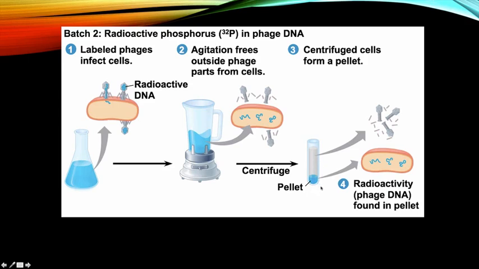And if DNA is the material that got passed into the bacteria, then we should find it in the bacteria. So bacteria, once again, they're heavier, so they sink to the bottom. The parts of the virus would be on top. And lo and behold, we found radio-labeled DNA inside the bacteria. So that showed us that the DNA was passed on, not the protein.